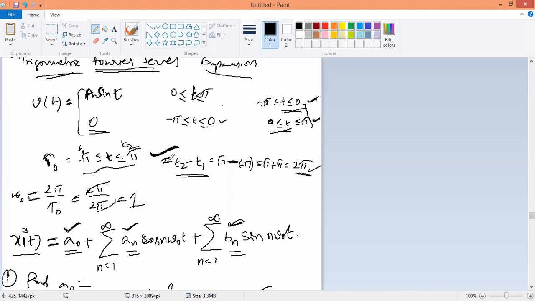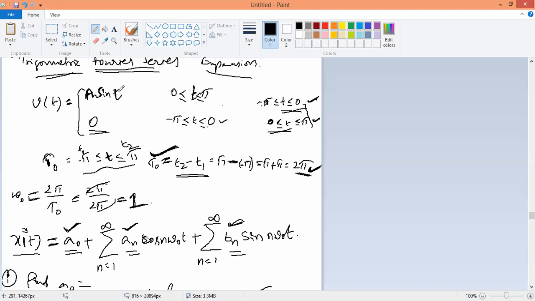Next, find the overall time interval t naught, that is t2 minus t1. The t2 value is pi minus the t1 value, minus pi. By substituting these two values, we get 2 pi. Now t naught equals 2 pi. Next, omega naught equals 2 pi by t naught. Here the t naught value is 2 pi, so by substituting both values, we get omega naught equal to 1. The t naught value is 2 pi and the interval is minus pi to pi.